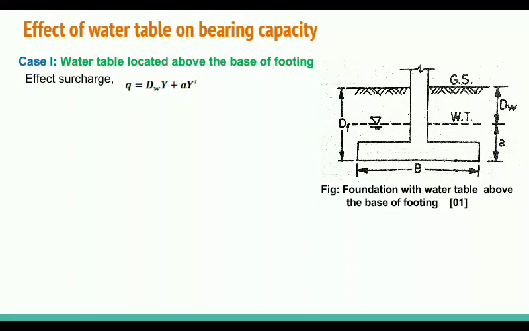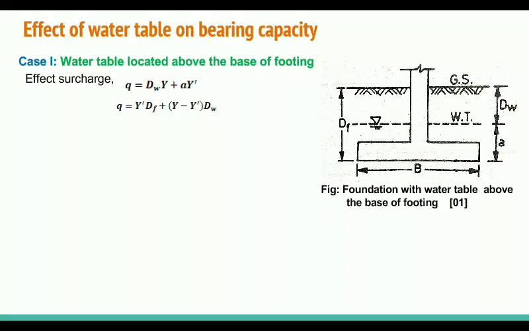So we can write surcharge is equal to depth of water table into gamma, where gamma is the bulk density of soil. Now we add the soil which is in submerged condition. Its height is A, so A into gamma dash, where gamma dash is the submerged unit weight of soil.